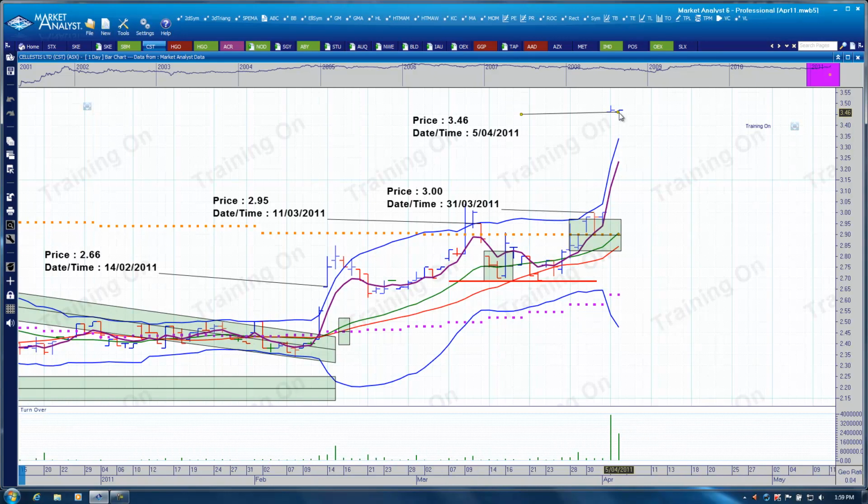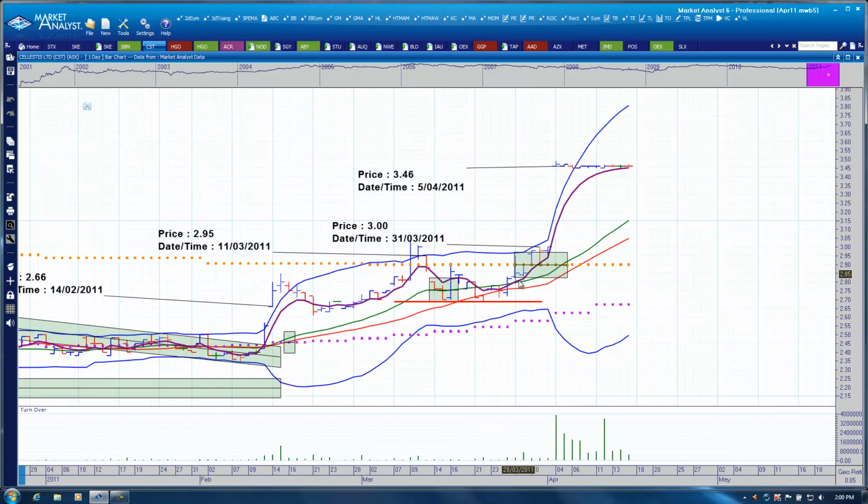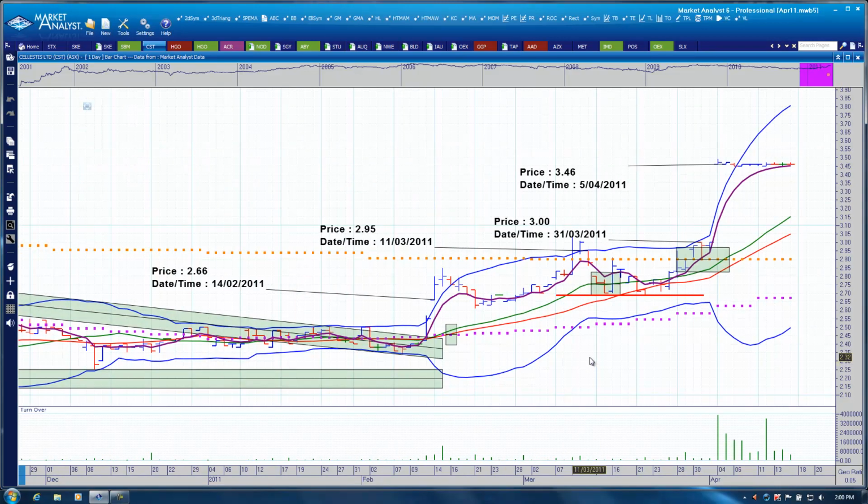Now, this is a matter of interest. What happened after that? I'll just turn the training mode off so you can see what happened after that. It's just gone sideways. It's gotten back inside that blue line by going sideways instead of falling. And so, you still wouldn't have made any difference whether you sold there or there or there. We've done quite well, as you can see, and we're out. And that's all there is to it.